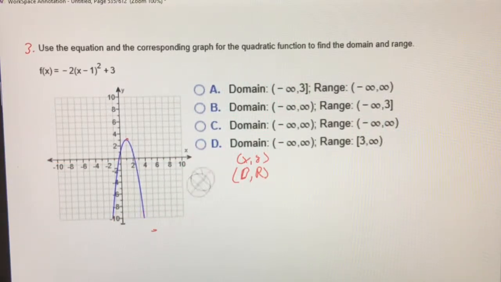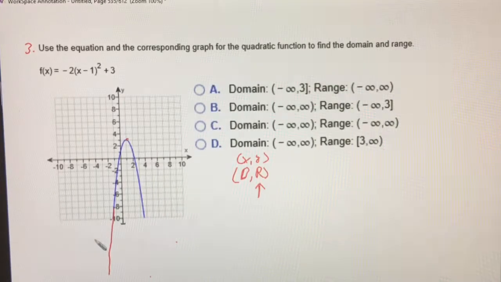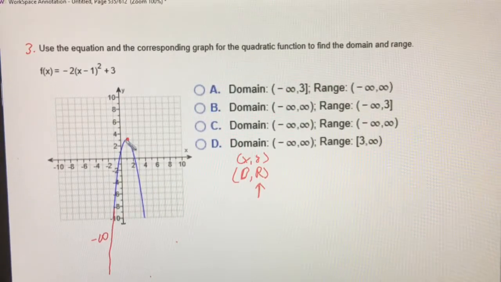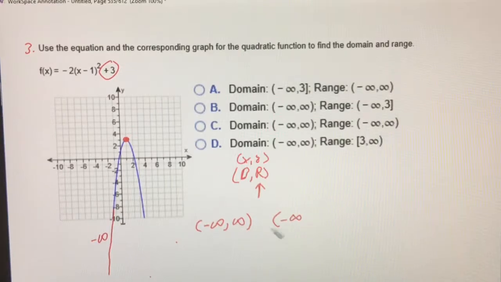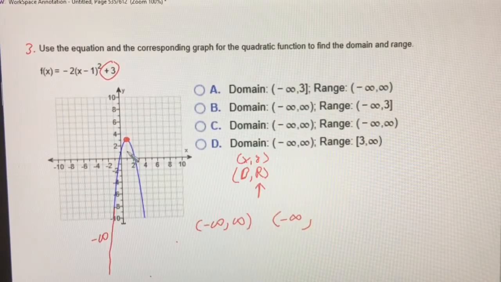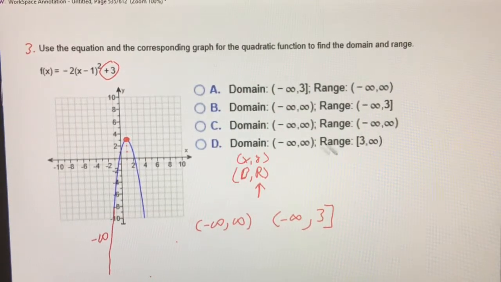So that's the domain. The range, however, is the y values. And notice the y values start from very low. The y values start from -infinity, and they stop up here at the y value of the vertex, which is at 3. So the y values stop at 3. So the range is not going to be from -infinity to positive infinity. The range is going to be from -infinity because it starts really low and ends at positive 3, the highest y value. Now that is a closed circle, and for this range, we're going to put a bracket. So that would be domain, range. It would be choice B.